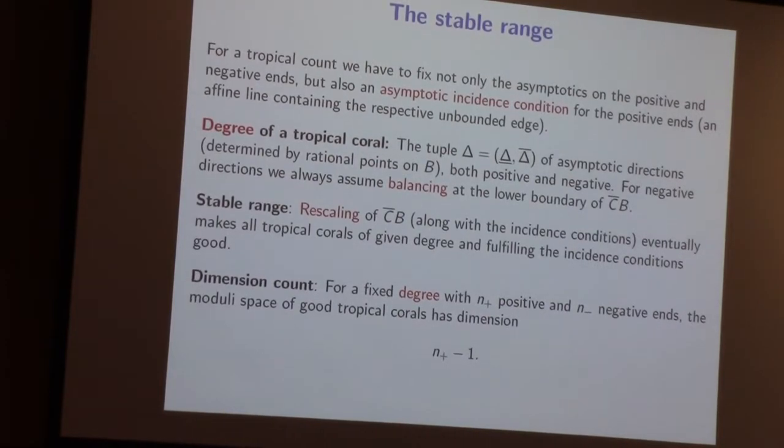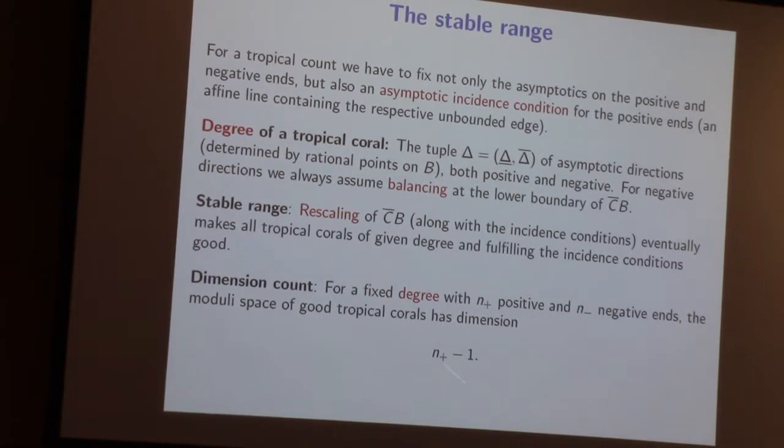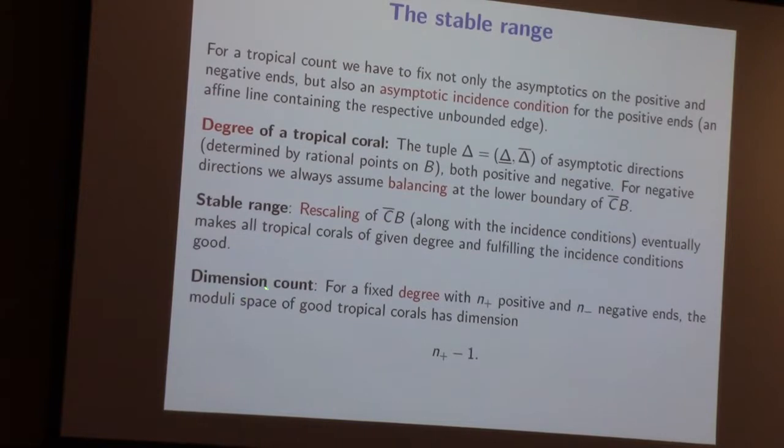So the first thing we define is what we call stable range. It's rather obvious. You want to fix your incidence conditions sufficiently high up. Well, let's go down on the page here. So there's first the dimension count. You fix, or maybe start here, the degree of a tropical curve.